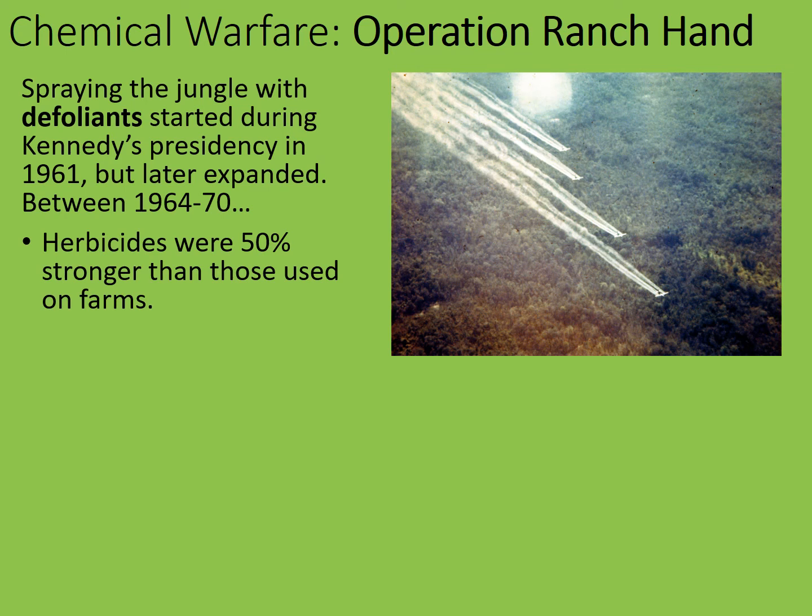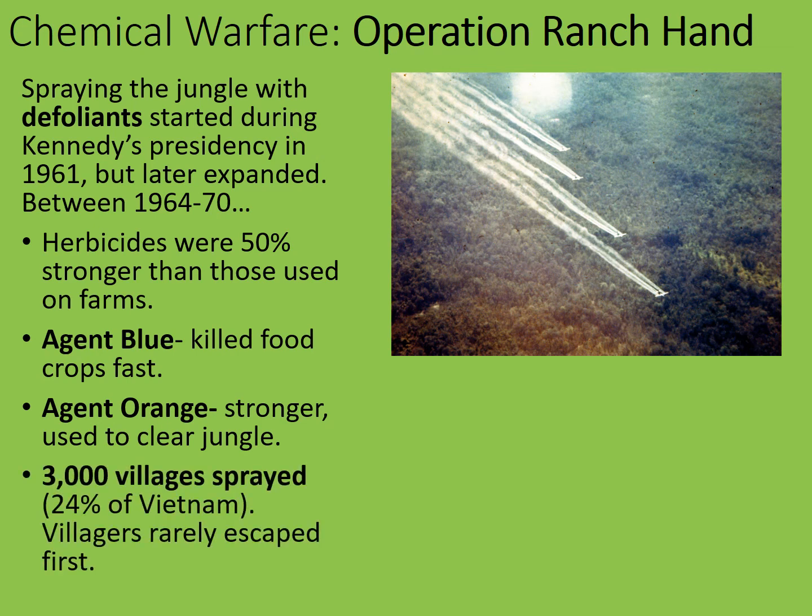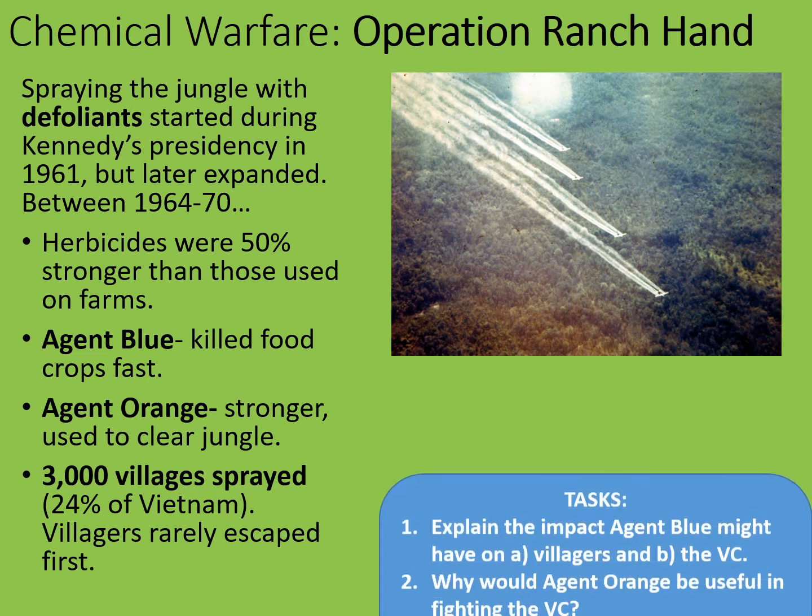Herbicides were 50% stronger than those used on US farms, so these were seriously dangerous chemicals. One of the chemicals was known as Agent Blue. This killed food crops very fast. Then there was Agent Orange. This is a stronger chemical that was used to clear jungle. 3,000 villages were sprayed, which represents 24% of Vietnam. Villagers rarely escaped before the spraying commenced. I should point out that Agent Blue and Agent Orange were named after the colour of the labels on the barrels as they were delivered to South Vietnam.